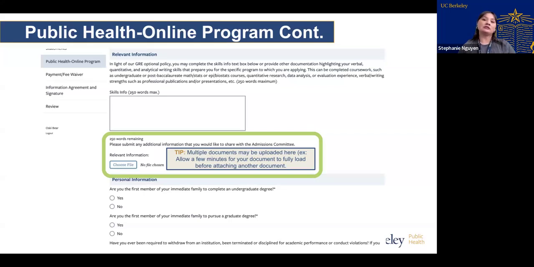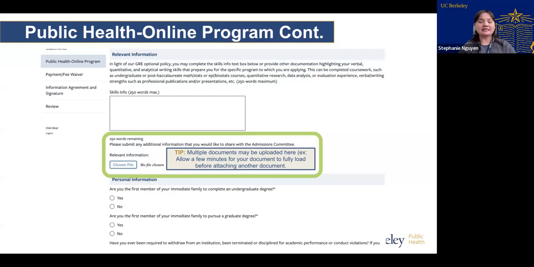And this is helpful because we have made the GRE optional, and maybe there's other ways that you want to showcase that you have some quant skills, and you can again utilize this space here in addition to uploading any materials that you feel will be relevant for us to see. So let's say that you've conducted a publication. You can put your publication under this relevant information, and it can be more than one document.